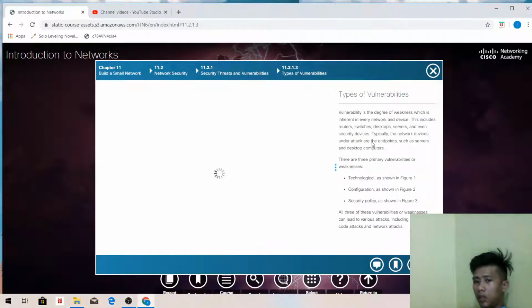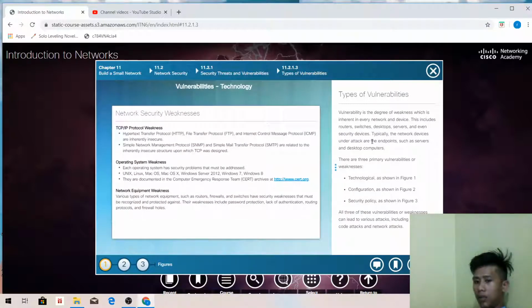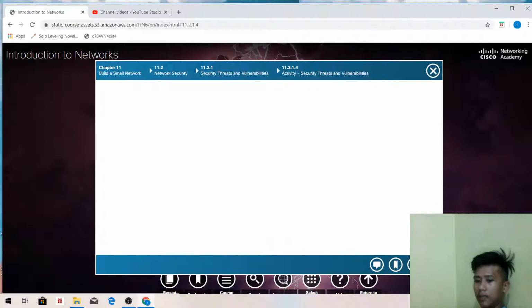So, there are the types of vulnerability. The first one is the technological configuration in the security policy. So, network security weaknesses having a TCP protocol, operating system protocol, or the operating system weaknesses and the network equipment weaknesses.